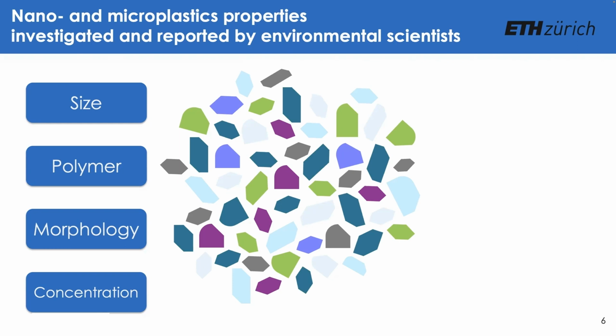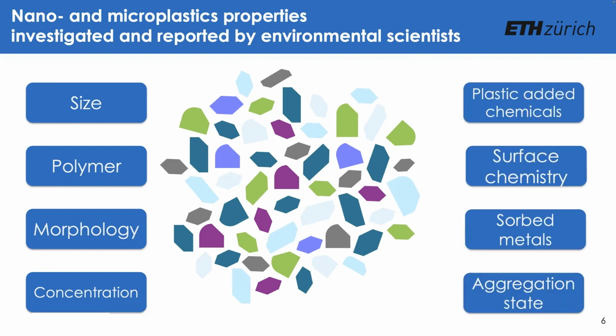There are a few other properties that are interesting to investigate, but they're not often reported by a lot of environmental scientists now. It would be important to know what types of plastic added chemicals are also in these microplastics, because these might also have some biological hazard. We'd like to know something about the surface chemistry: what is the wettability, the roughness, the surface functionality? Because depending on the surface chemistry, the particles may interact with the environment and with biological organisms differently. We'd also like to look at the different sorbed metals and the aggregation state, so whether the particle is attached to other natural particles which are also in the environment.